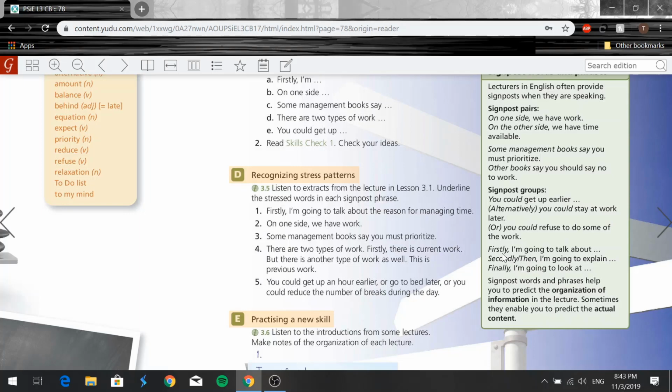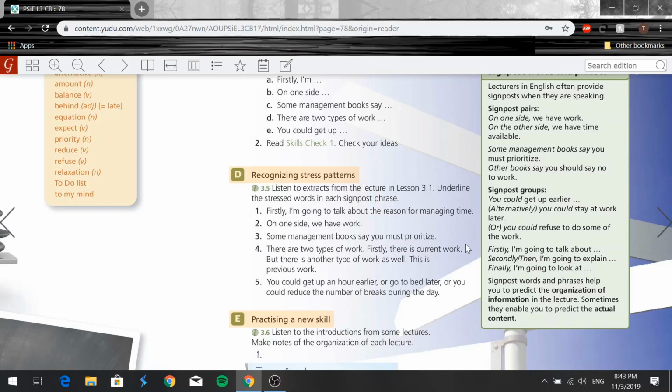As a general idea, signpost words and phrases help you to predict the organization of information in the lecture. They sometimes even enable you to predict the actual content itself. Why is it important to listen for signpost language when listening to your lecture? It's simple. It can tell us the organization, as well as the content of the lecture. But it is mainly used just to organize what the lecturer is saying.